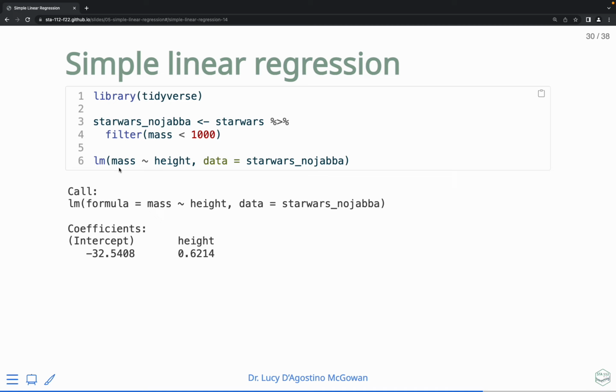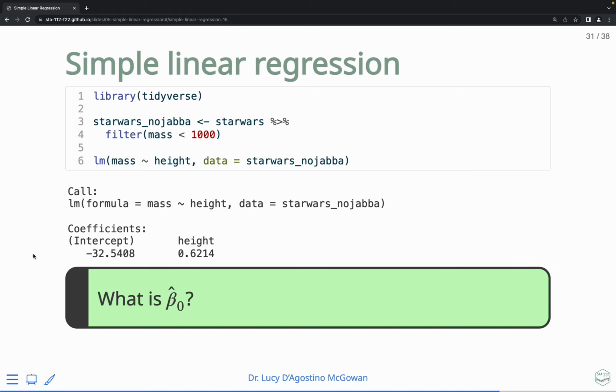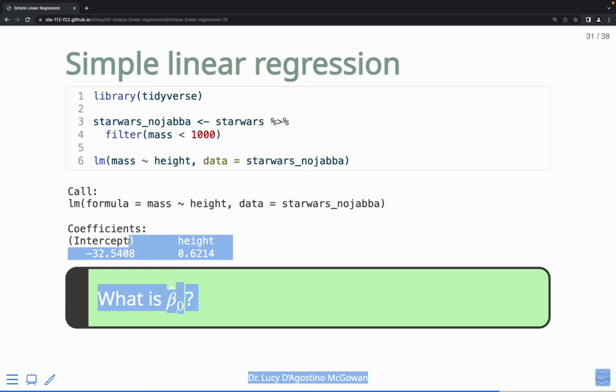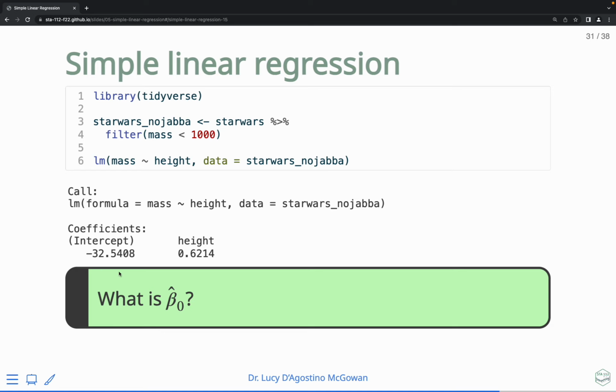And so the way that you put a formula into the lm function is always going to be y tilde x, and then I indicate what data I would like to use. So lm here means linear model. What is beta hat 0, do you think, from this output? Negative 32.5, exactly. So when I run this in R, it's going to give me two coefficients. The first will be the intercept, which is negative 32.5.